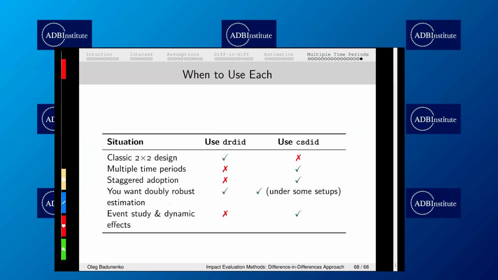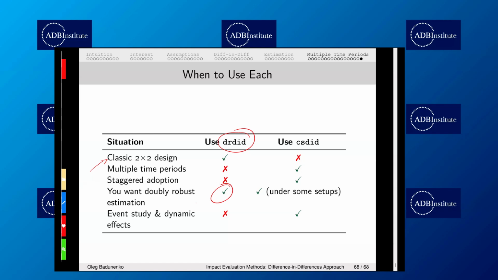Now, what they can and what they can't do. If you have a traditional or canonical 2x2 design, so you have two groups and two time periods, then obviously you need to use the double robust DID approach, and that's the workhorse for you. And obviously it can handle different types of estimation.